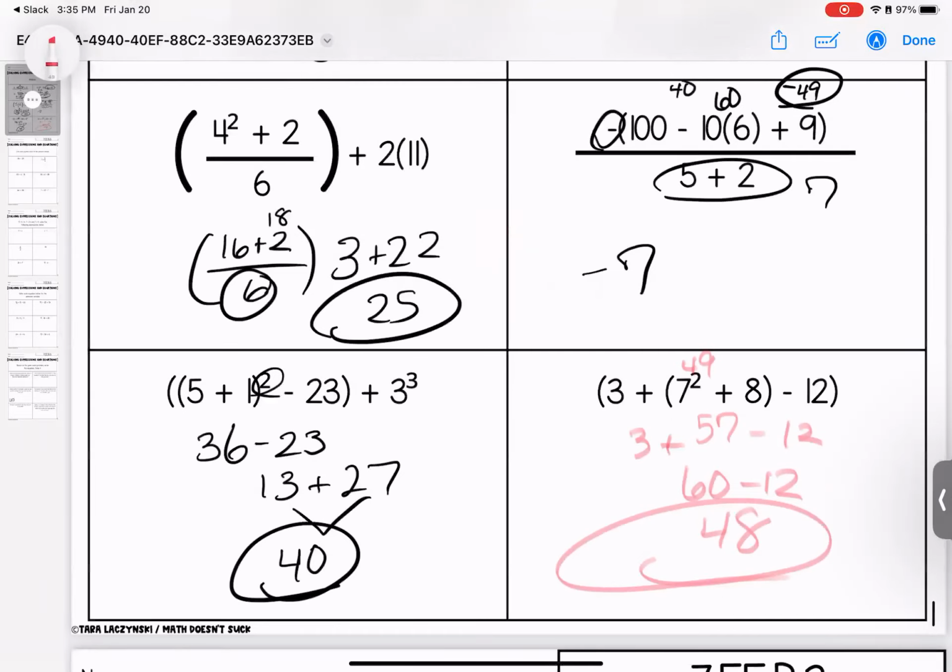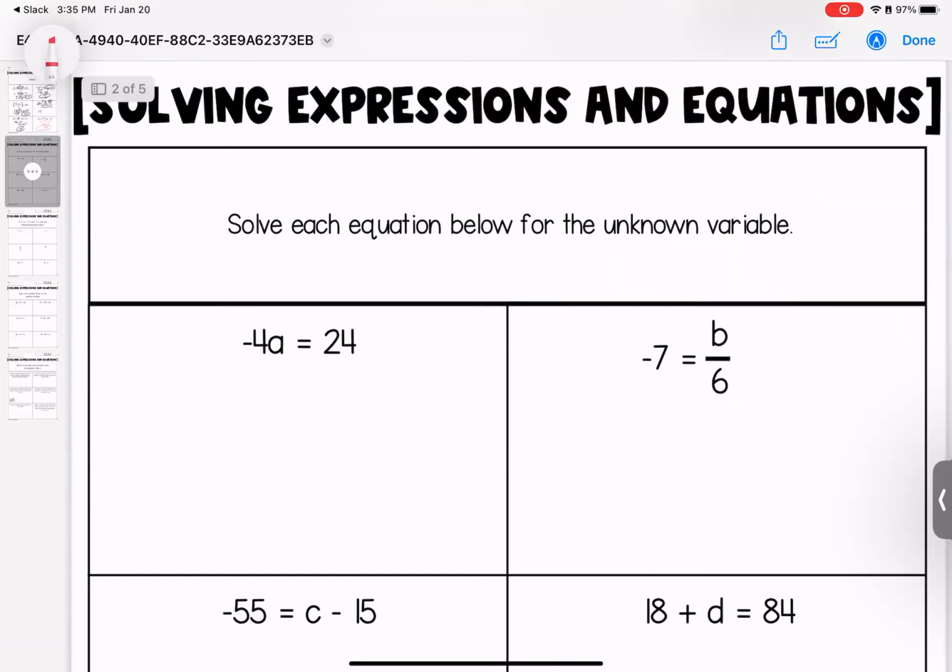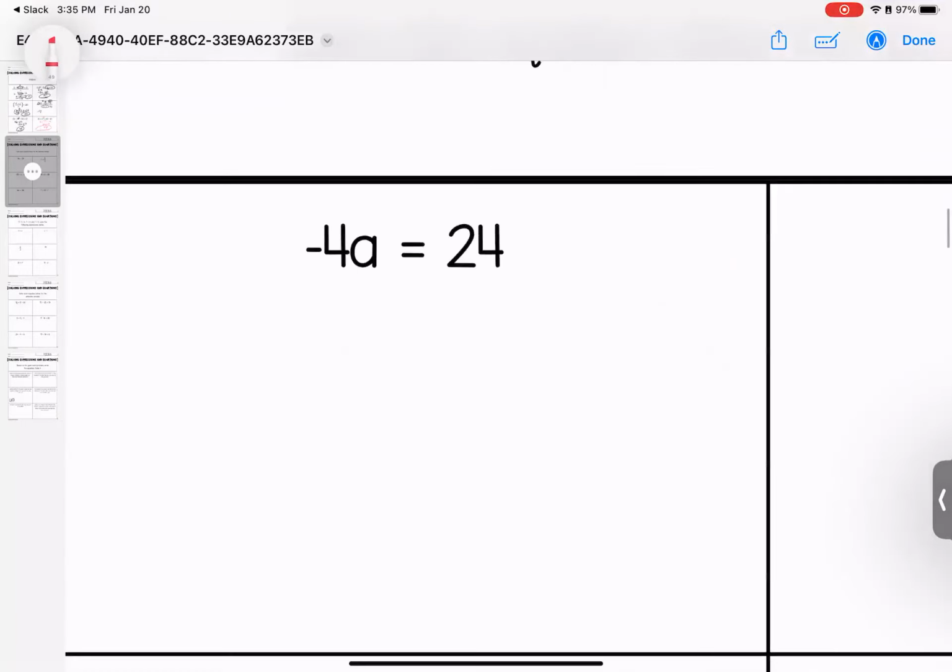All right, page number 2. We are getting into solving some expressions, and we are solving for our unknown variable. So with this one, we want to get a by itself. When 4 and a are stuck together, that means multiply. We're going to use opposite operations to get them apart. Divide by -4 on both sides. This cancels out, leaving a by itself.